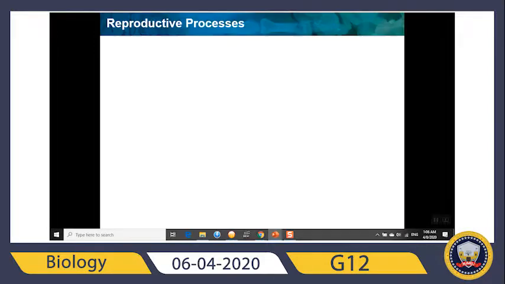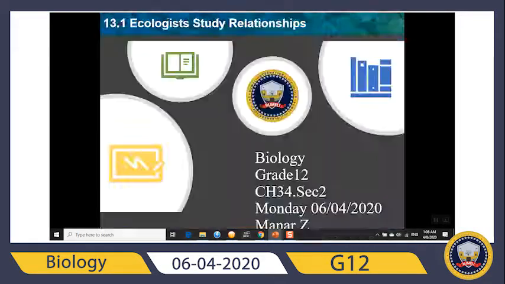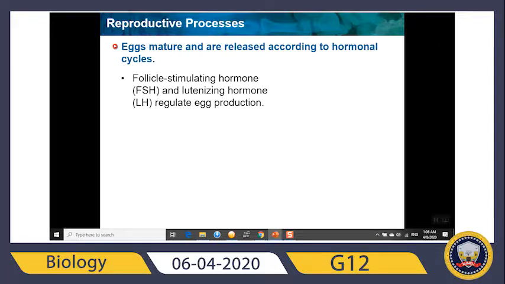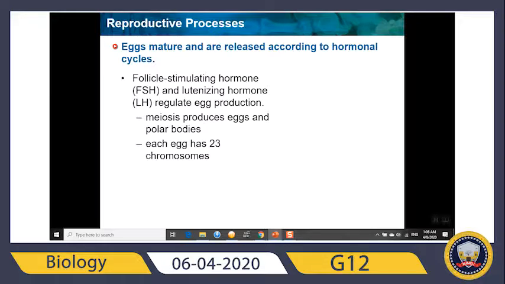Now, let's wrap things up with a recap. The reproductive process starts with egg production and sperm production. Follicle stimulating hormone, FSH, and luteinizing hormone, LH, regulate egg production. Meiosis produces eggs and polar bodies. Each egg has 23 chromosomes. Meiosis is completed at fertilization.